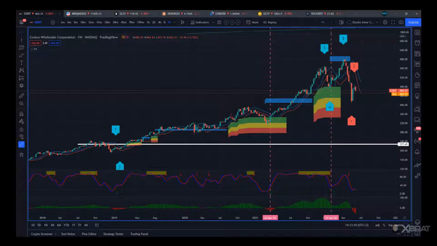And I'm going to be using the swing trading bundle. It's a number of indicators which allow you to confirm trades and continually look for trading opportunities in stocks. And you can use it for forex as well. So I'm using Costco in this case. This is the weekly time frame.